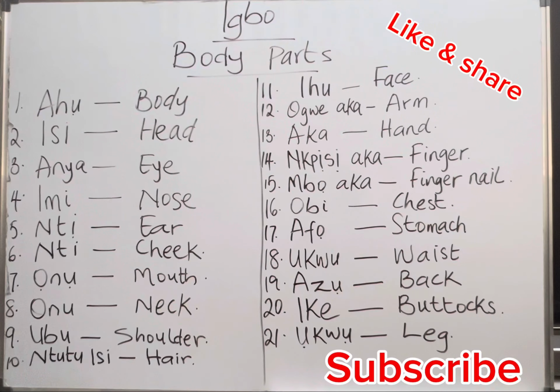Number 21, we have Okwu. Okwu is leg. You will also see here that number 18 and number 21 are having the same spelling but different pronunciations and different meanings. Number 18 says Ukwu, which is waist. Number 21 says Okwu, which is the leg.